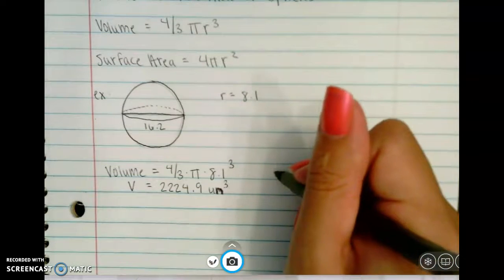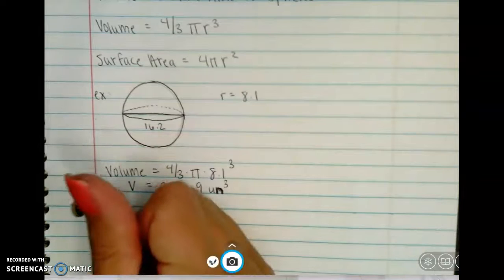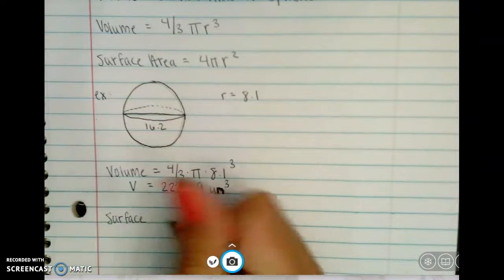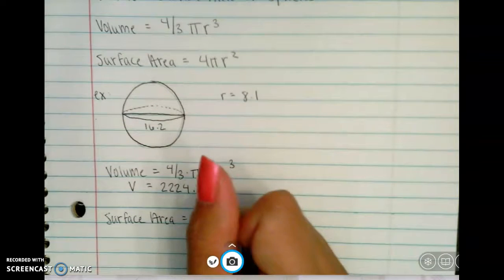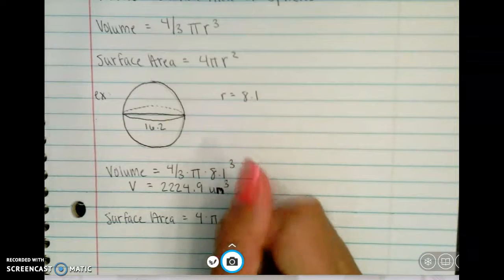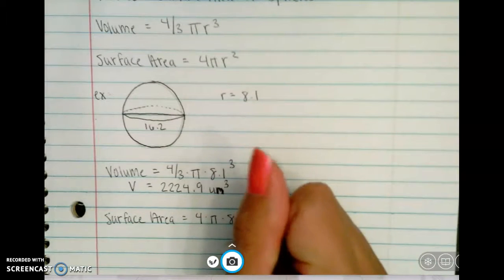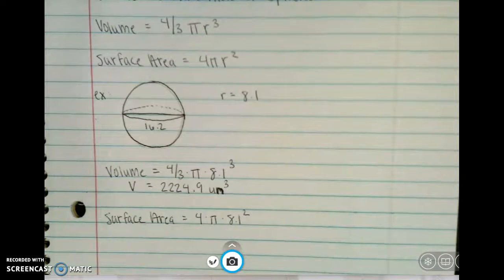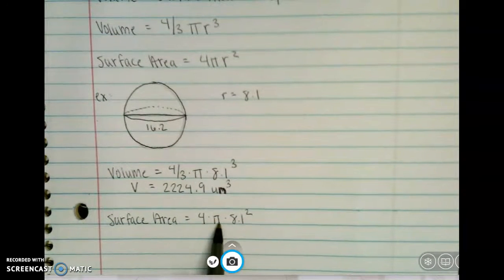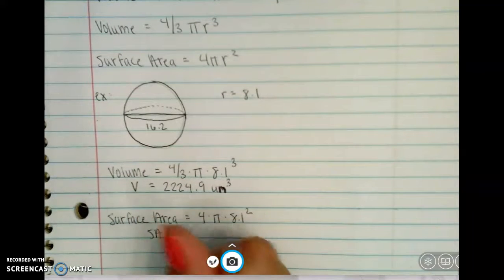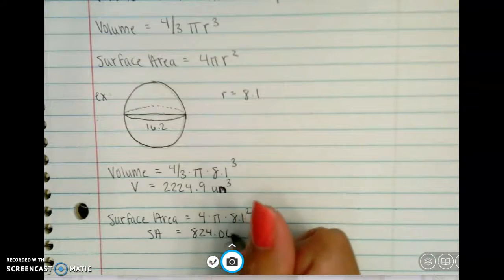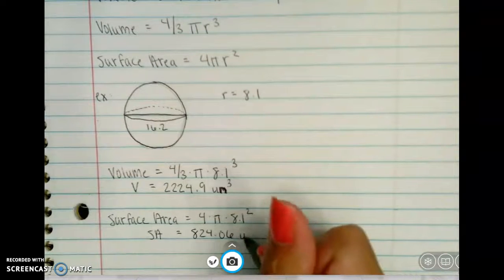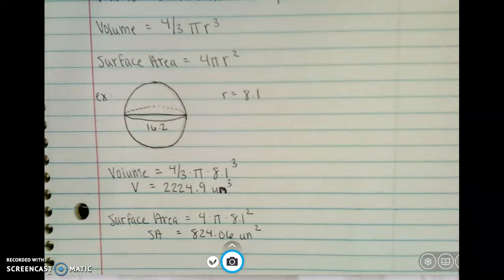For the surface area, we're going to use the formula from above, so we're going to use 4 times pi, so 4 times 3.14 times 8.1 squared. Again, we're doing 4 times 3.14 times 8.1 squared. You should get that the surface area is 824.06, and again remember that area is in units squared.